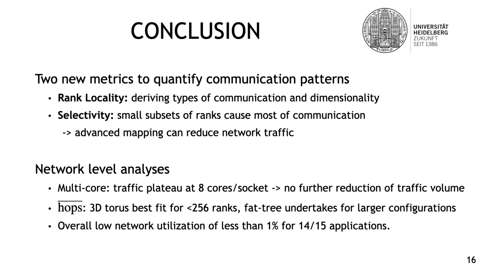network traffic. At the network level, we have shown that 8 to 16 cores per socket are sufficient to minimize the network traffic. Furthermore, for small applications, the 3D torus provides the best network locality, while for larger ones, the fat tree is the most beneficial. Independent of the used topology, there is only 1 out of 15 applications that actually uses the network more than 1% of the execution time.